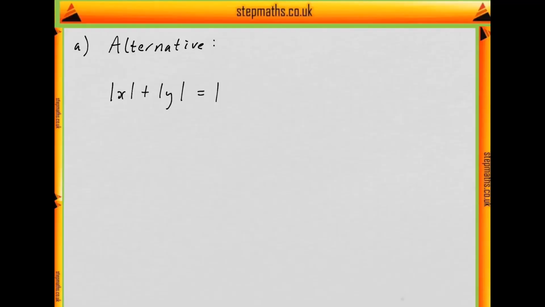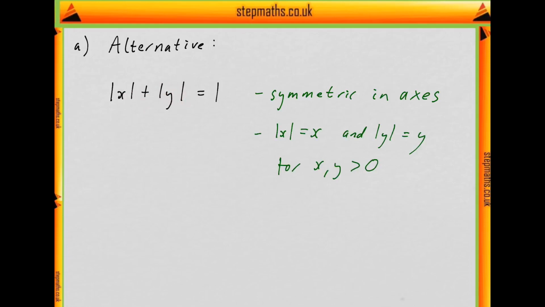So I'll just quickly mention another way you can think about mod graphs. If you think about |x| + |y| = 1, what are the general features of this? One is that it's symmetric in the x and y axes, because x and -x are treated the same. They give the same answer, the same for y and -y. And also, we know what happens when x and y are positive. If x and y are positive, then the modulus sign doesn't make a difference. So basically, for x and y both positive, this would just be the same as x + y = 1.